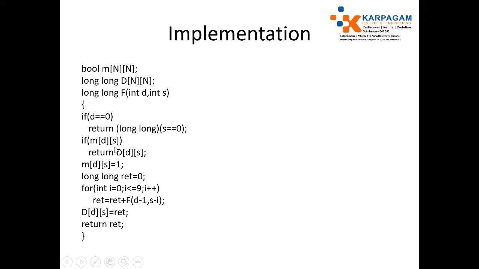If the value is already recorded, just simply return. Otherwise, set the memory value as 1. It means that we have a previous record, that is, we have memorized the data. And like the previous approach, just use a for loop from 0 to 9 and store the counter. ret equals ret plus f of d minus 1 comma s minus i. Then store the calculated count value to the two-dimensional array, and finally return it.